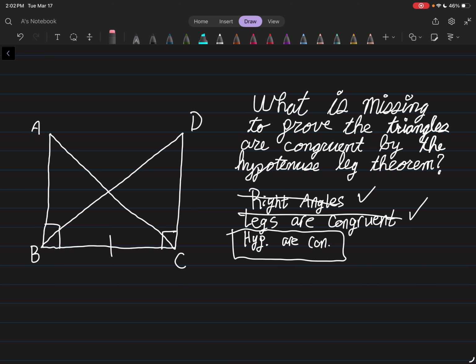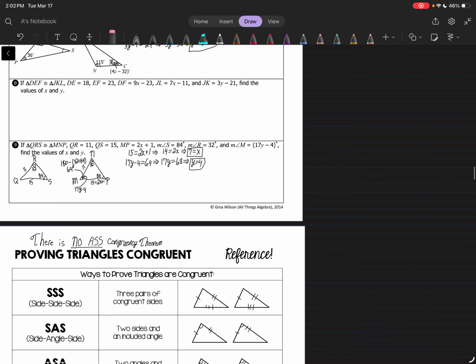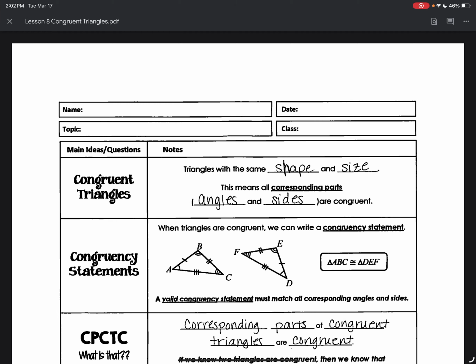You might want to know this also for your test. All right, you should have answered everything by now. Here's the answer key.